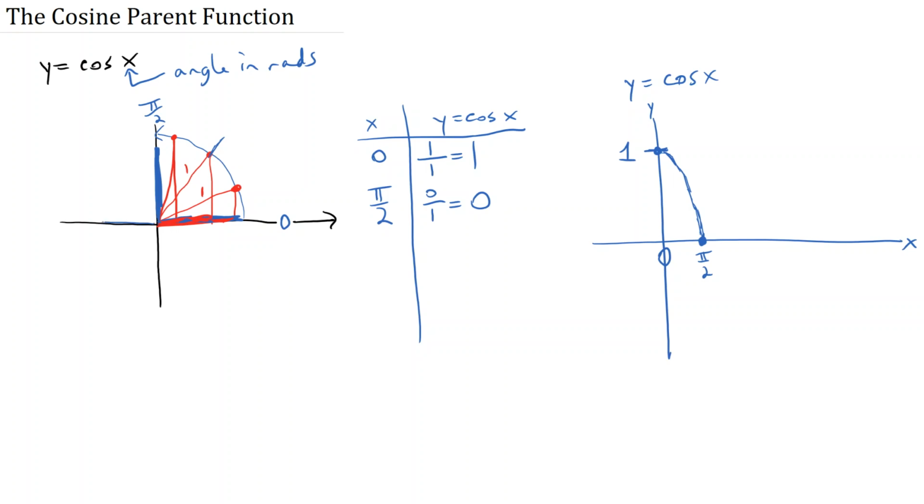Now I'm going to look at an angle of pi. The cosine of pi is the horizontal side, -1, divided by a hypotenuse of 1, if you will, which reduces to -1. So on my graph of the cosine function at pi, my y value is -1 down here.